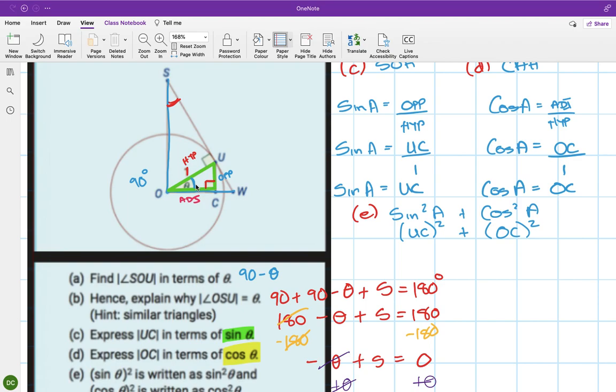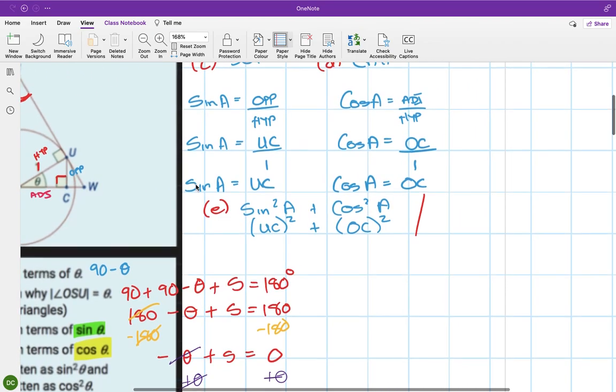Do we know the length of any of them? No. We know that that's 1. We know that that's that. We don't know what theta is though, but that's gone anyway, so it doesn't really matter. It's another radius. This is a weird question, but the only thing I think they're getting at here is Pythagoras.